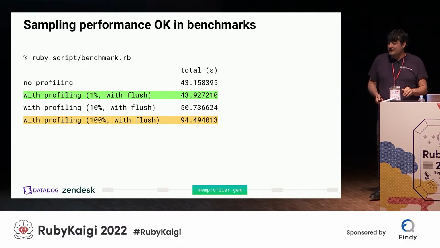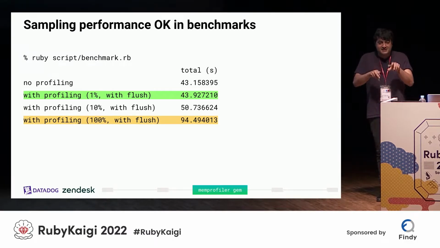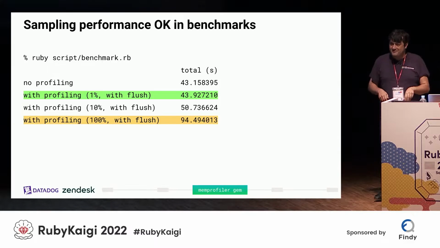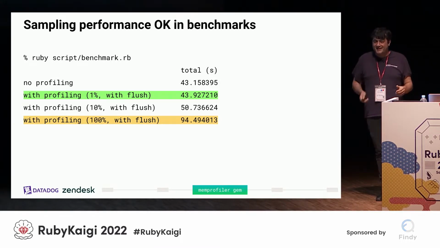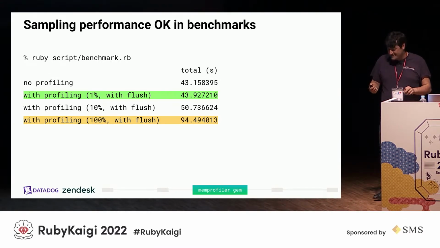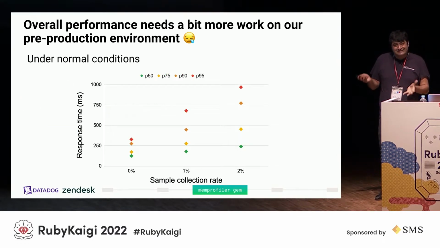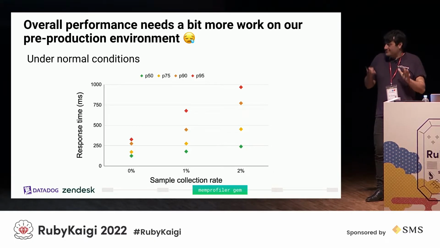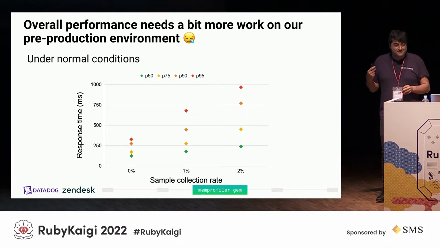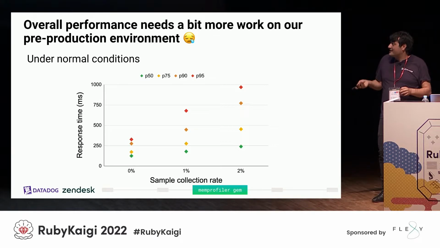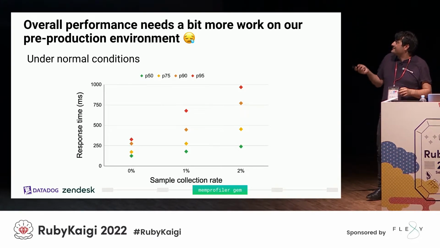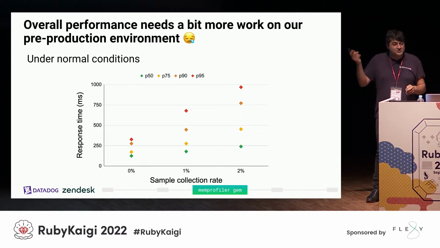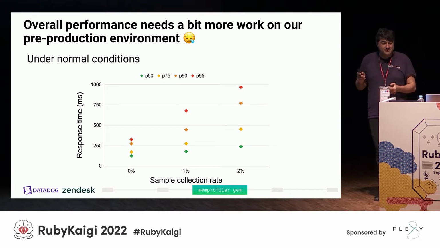So then I dutifully ran cd zendesk gem install ruby mem profiler pprof, shipped it to our pre-production environment at Zendesk, and it didn't quite go as planned. So if you look at the headline numbers, it's not amazing. If we sample 1 or 2% of memory allocations, our P95 latencies go up quite a bit, maybe 2 or 3x as bad as they are normally.